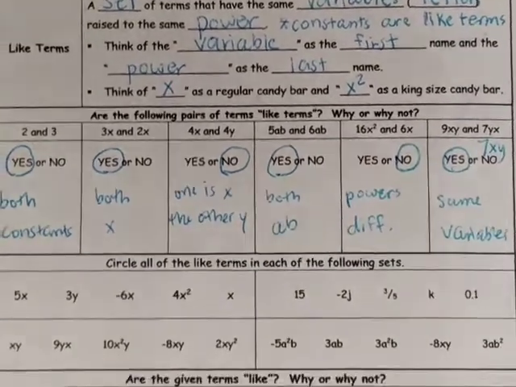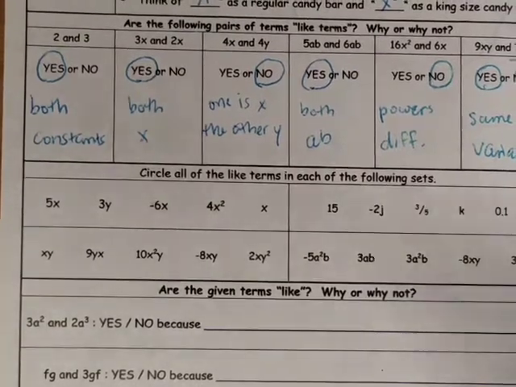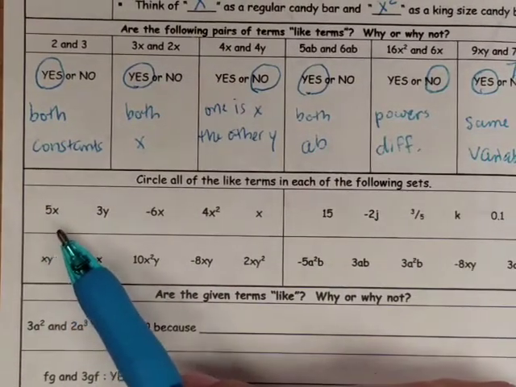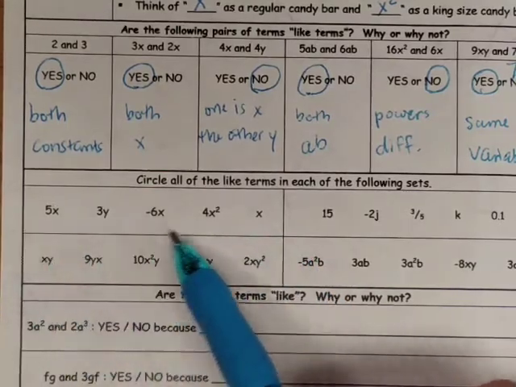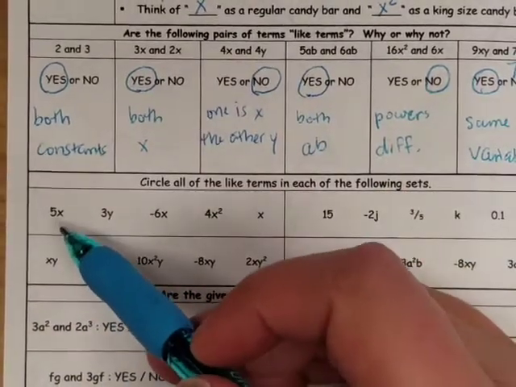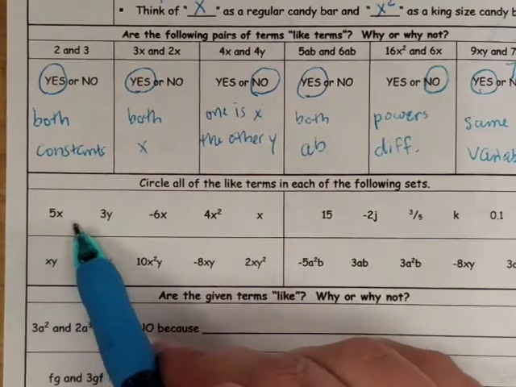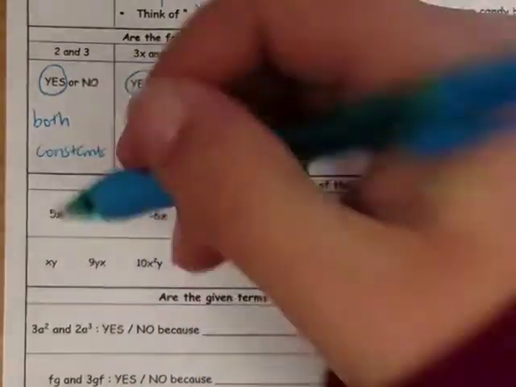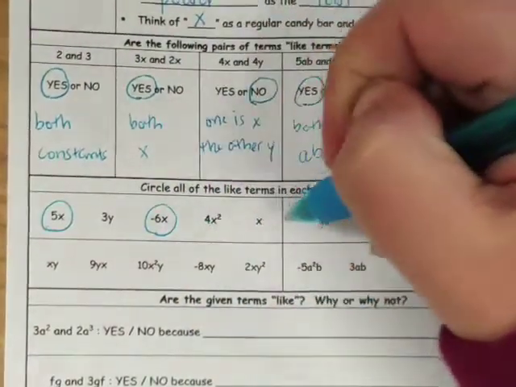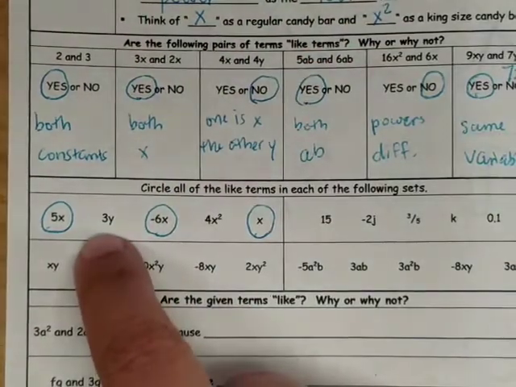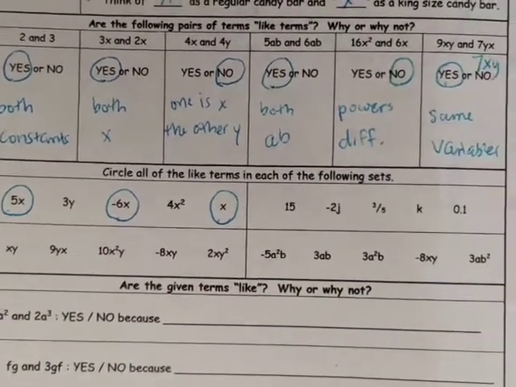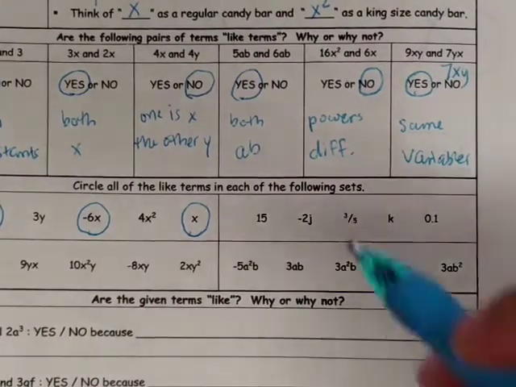Okay. Now we're going to circle all the like terms in each of the following sets. So we've just got to find what is similar in this group right here. So 5x, does it match with anybody else? It matches with negative 6x, and it also matches with x. So these three are alike. 3y does not match anybody else, and 4x squared does not match anybody else. All right, let's look at the next group.